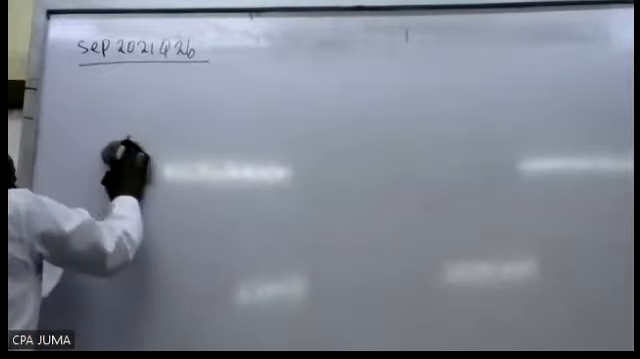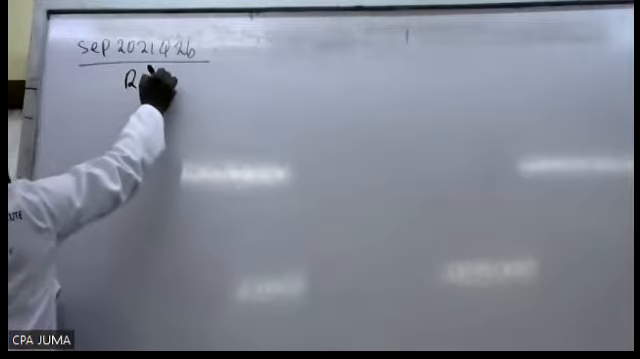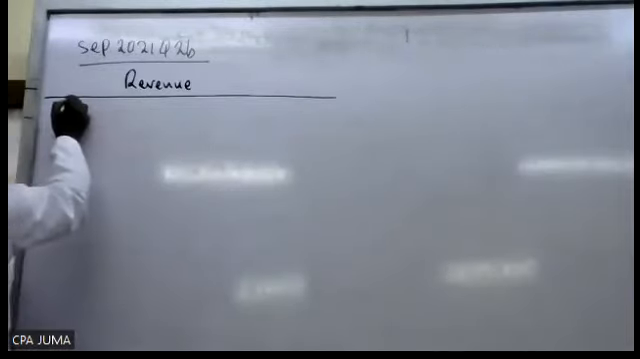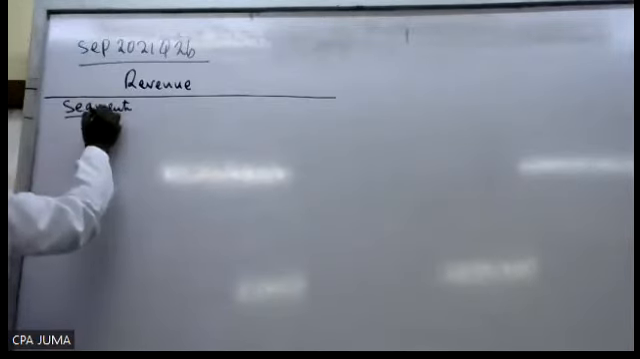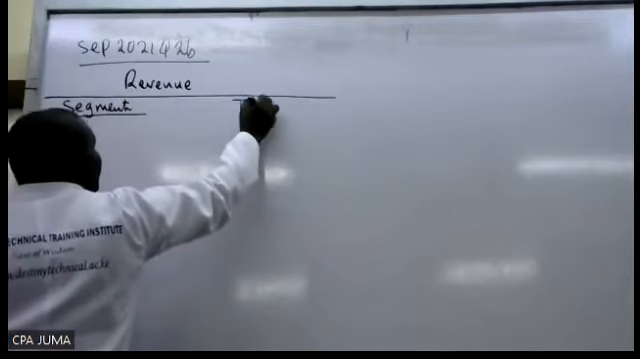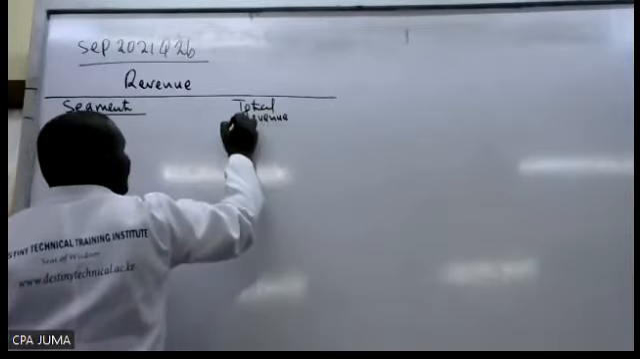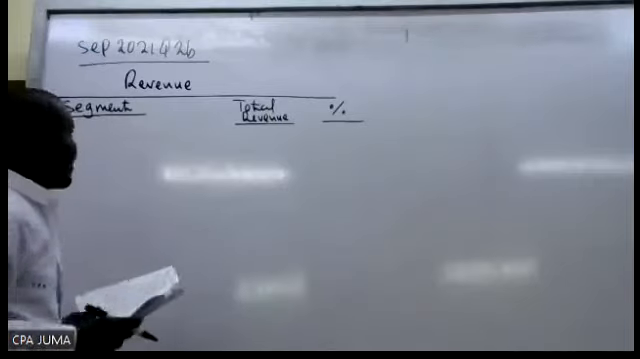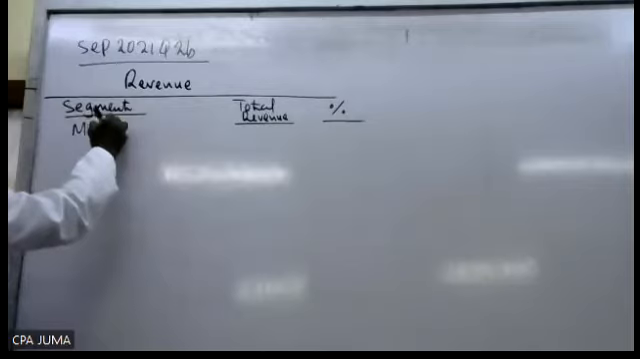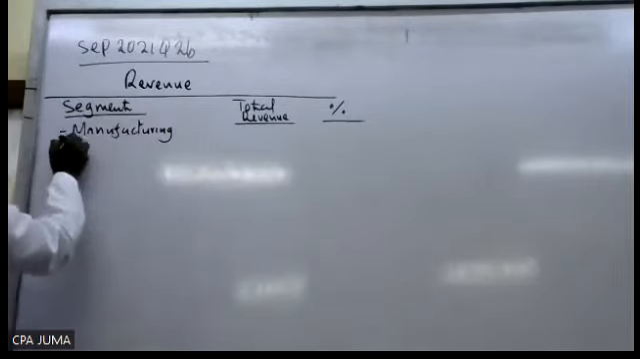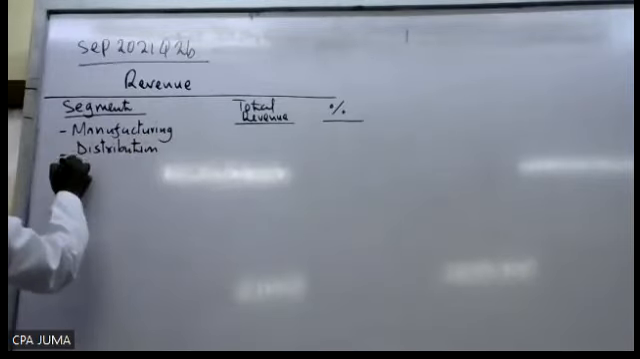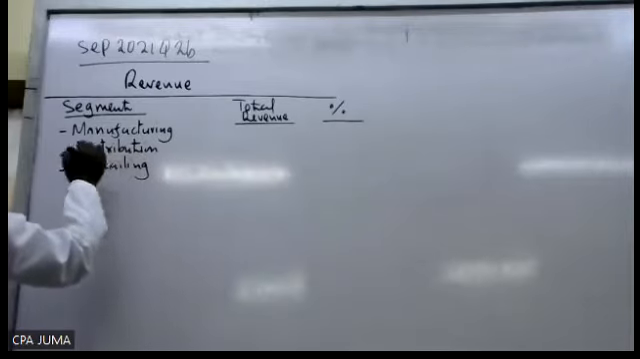So let's start with revenue. You have to do them one at a time. So for revenue, you write here segment or business, then total revenue, then percentage. Let's have their percentage. So we have manufacturing, we have distribution, we have retailing, we have hotel chain.